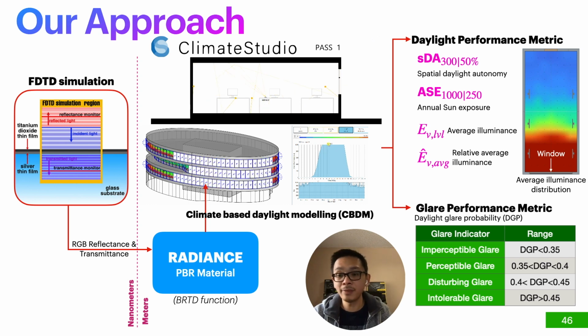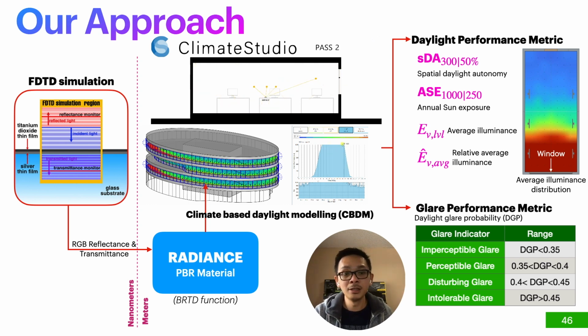Once we have that, we can run the climate-based simulations to evaluate the daylight performance based on the metrics that we see here, in two categories. For the daylight performance metrics, we have the spatial daylight autonomy, the annual sun exposure, the average illuminance, the relative average illuminance, as well as distribution. For the glare performance, we chose specifically the daylight glare probability, the DGP.